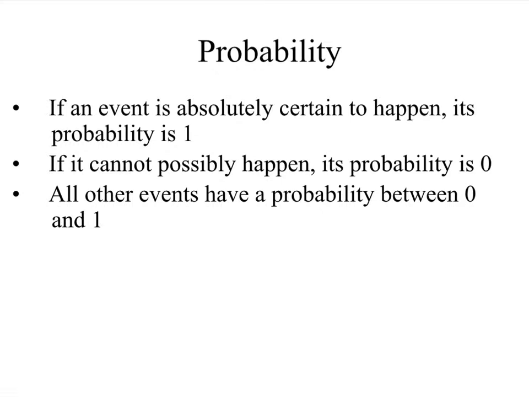If an event is definitely going to happen, then they say the probability is equal to 1. If some type of event cannot happen at all, then the probability is going to equal 0. So, any other probability, all other events, are obviously going to have a probability between 0 and 1.